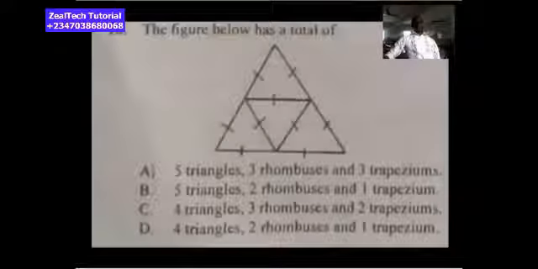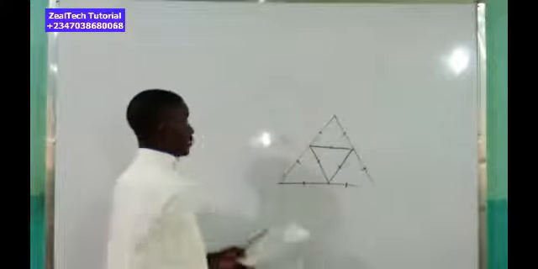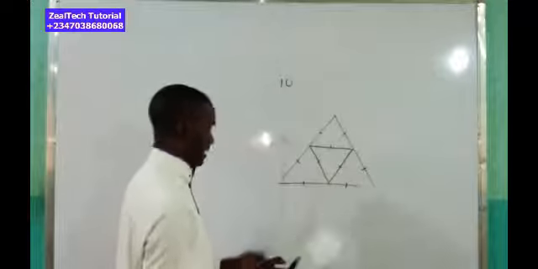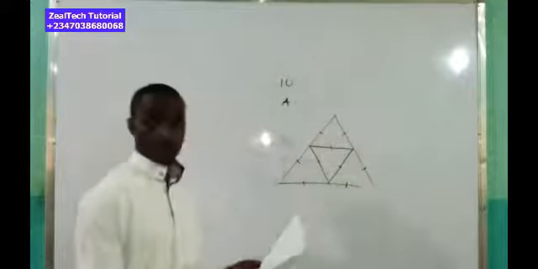Number 10 requires an illustration. Therefore, watch the illustration that follows for you to grasp the answer. This is question number 10. The answer here is A. Alright, how do you come to that?